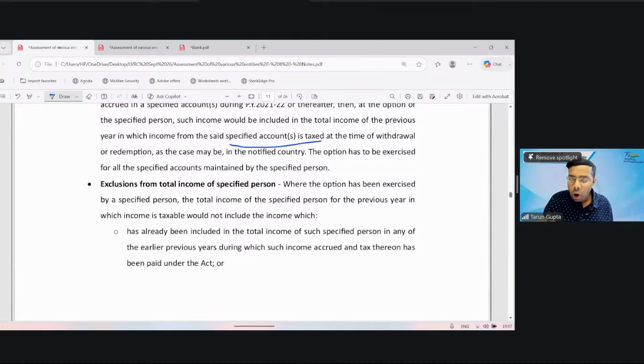So what is the option? Where the option has been exercised, the total income of the specified person for the previous year in which income is taxable. So in the year of withdrawal, income which has already been included in the income of a specified person will not be taxed again. If at the time of withdrawal there is some amount which has already been offered to tax in any earlier year, then such amount shall not be taxed in the year of withdrawal.